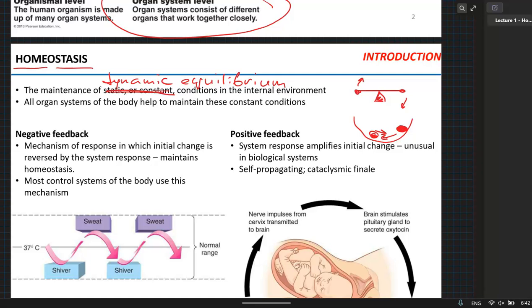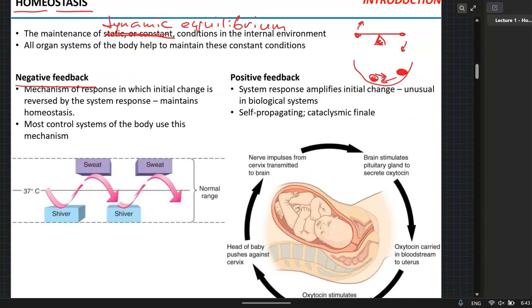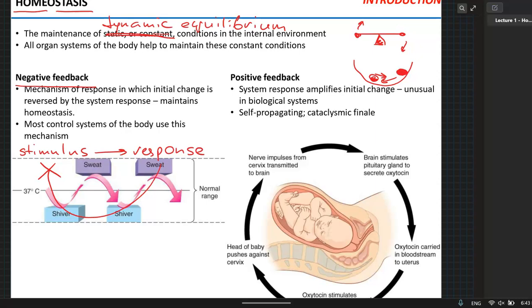Does that make sense? So the situation when the system returns back to equilibrium, this response is called negative feedback. Okay? So you can illustrate it this way. Check this out. You have some kind of a stimulus, okay, which causes some kind of a response. And what's important, that response gets rid of the stimulus.